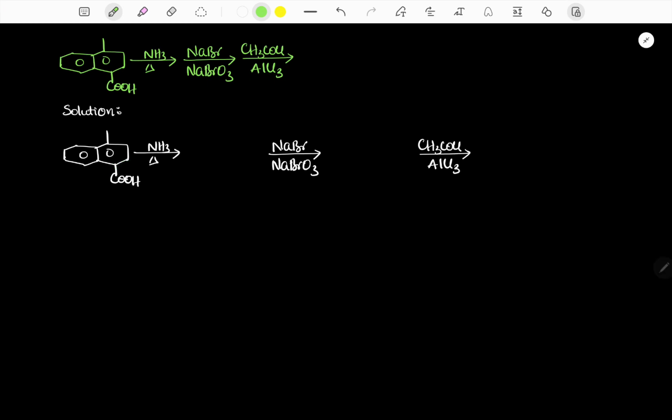The reactant has carboxylic acid and ammonia. So carboxylic acid treated with ammonia. Initially acid base reaction takes place, and salt will form. When this salt is heated, it undergoes dehydration and forms the corresponding primary amide.